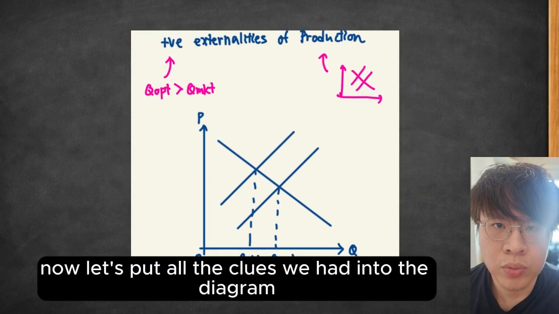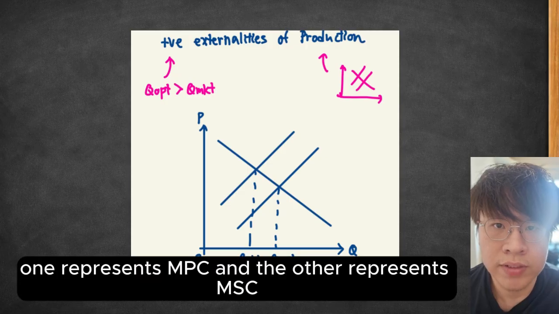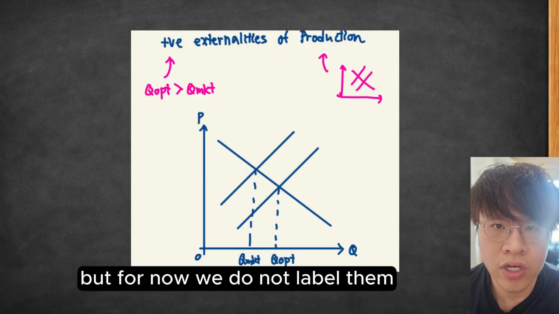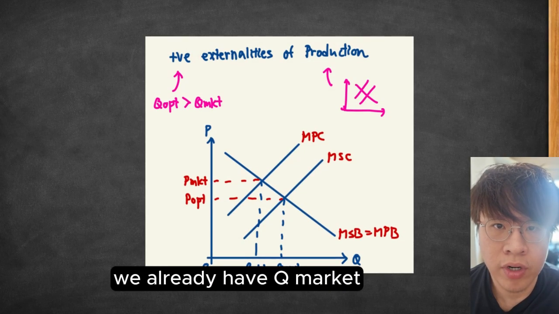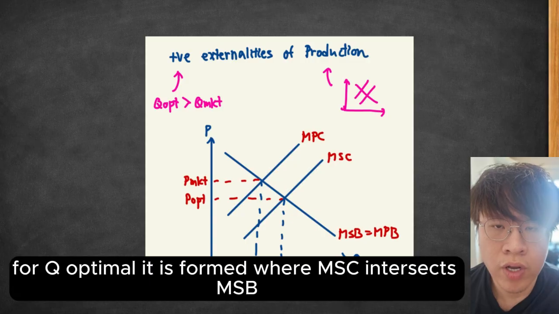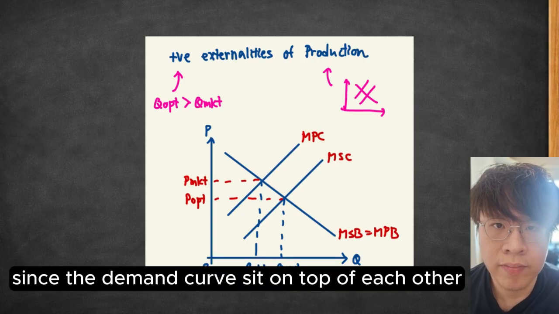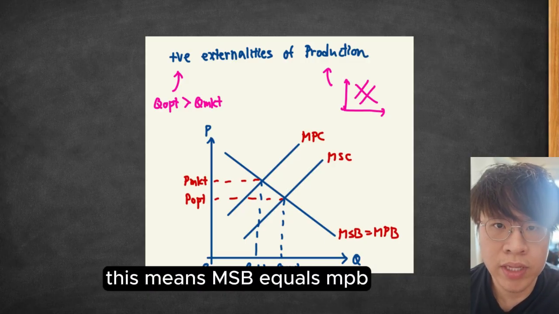Now let's put all the clues we had into the diagram. First, we draw 2 upward sloping curves. One represents MPC and the other represents MSC, but for now, we do not label them. Next, we write down that Q optimal is greater than Q market. We already have Q market, and we know that Q market is formed by MPC and MPB. For Q optimal, it is formed where MSC intersects MSB. Since the demand curves sit on top of each other, there is only one demand curve. This means MSB equals MPB.